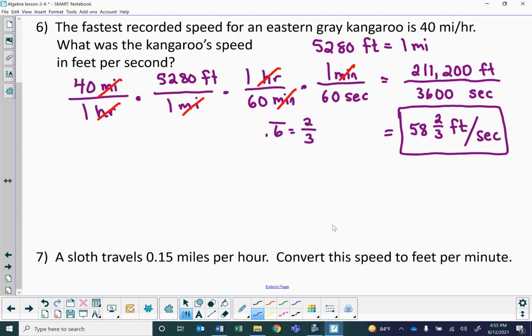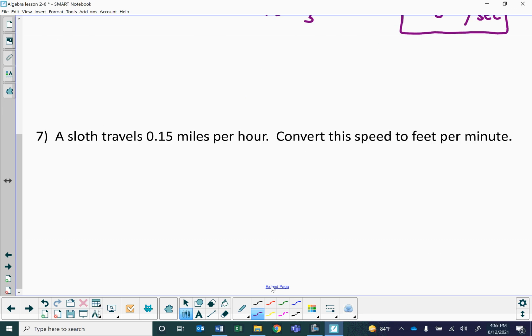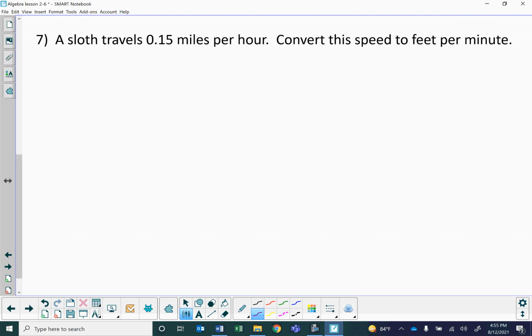Alrighty. Let's take a look at number 7 here. A sloth. We did something that was fairly quick. Now we're going to do something that is fairly slow. A sloth travels at 0.15 miles per hour. Convert this speed to feet per minute. Okay, so we've got 0.15 miles in 1 hour. And we need feet per minute.